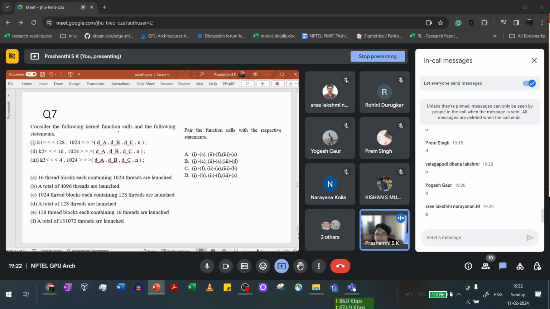Consider the following kernel function calls and statements. So you have three kernels K1, K2, K3 launched with these launch parameters, and you are given a few statements A to F about them. So this is kind of like match the following, right? So you have four options which give you various combinations, saying for instance, for one, A is correct. So you have to check these four options, keeping in mind the kernel launch parameters and these statements.